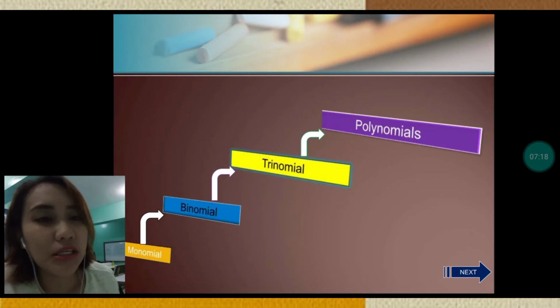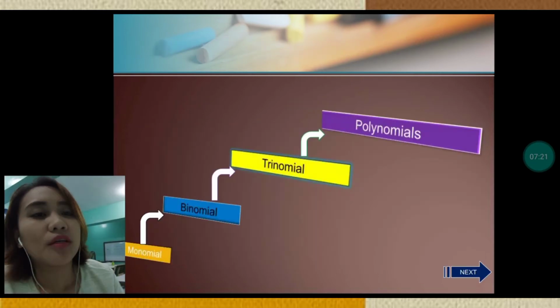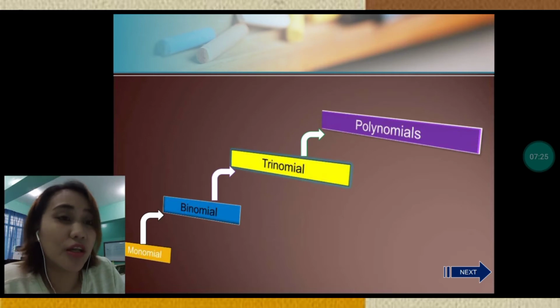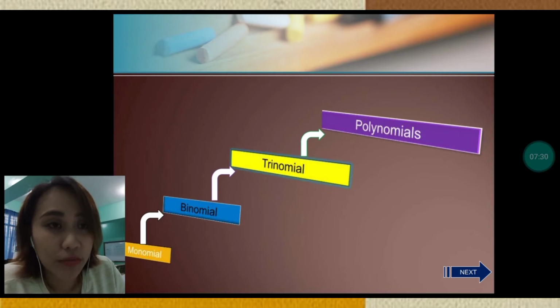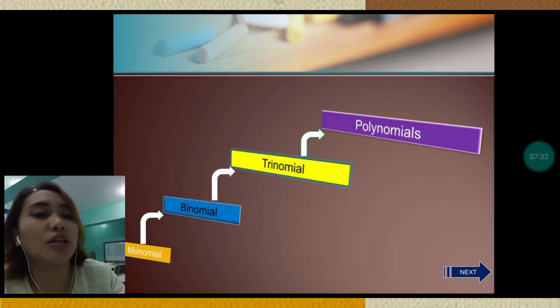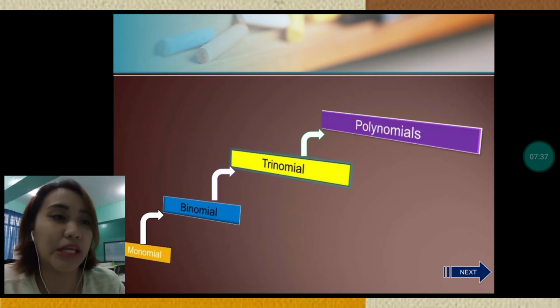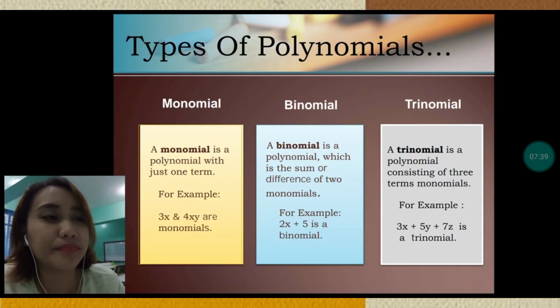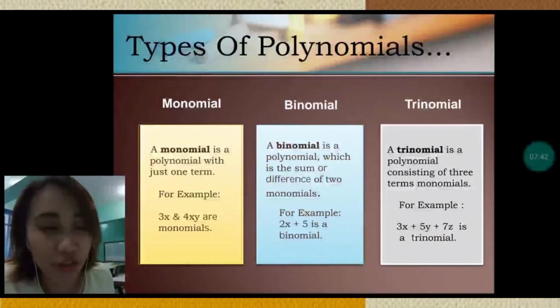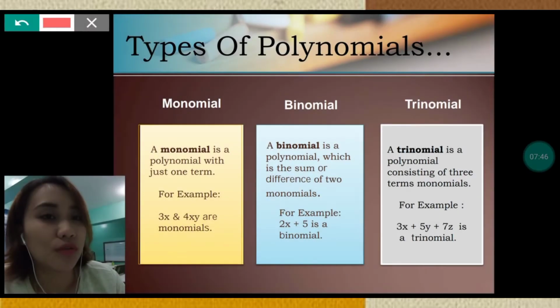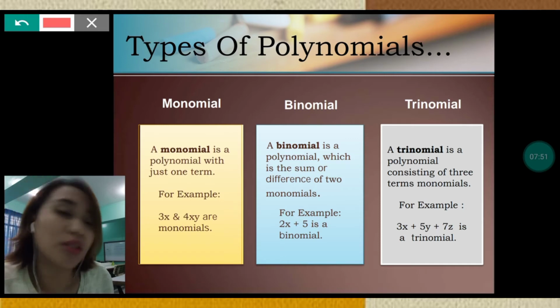Let's proceed. So we will be discussing this one further. There are actually different types of polynomials: monomial, binomial, and trinomial, but all of these are polynomials. These are just different types. Let's start with what we call a monomial. So a monomial is a polynomial with just one term.